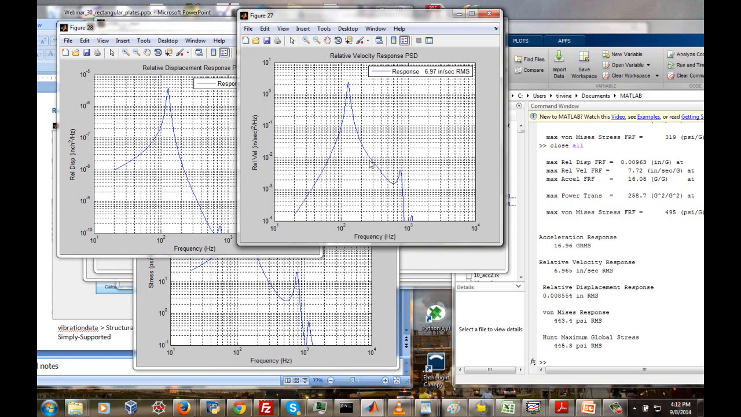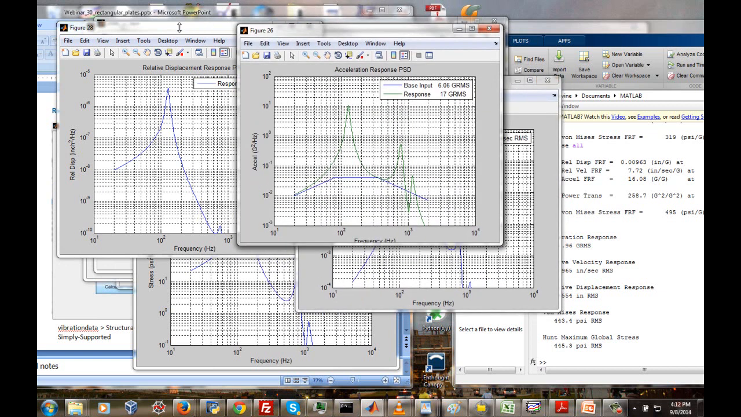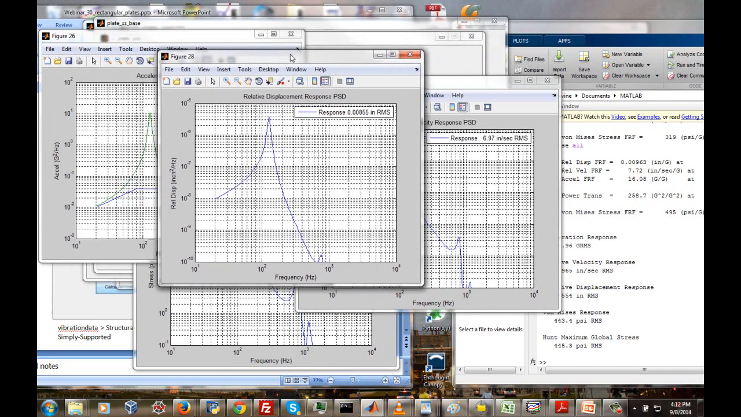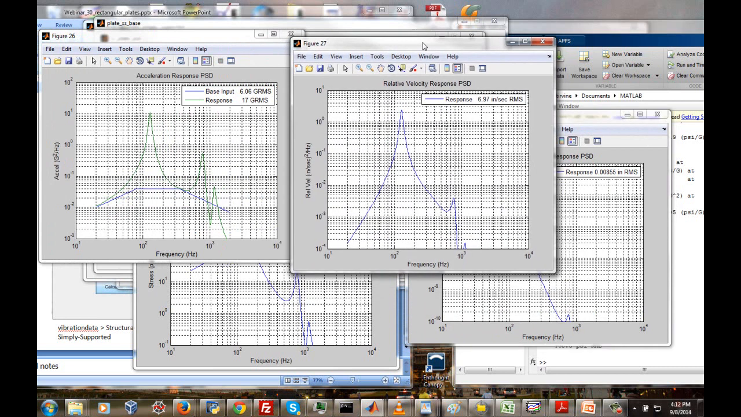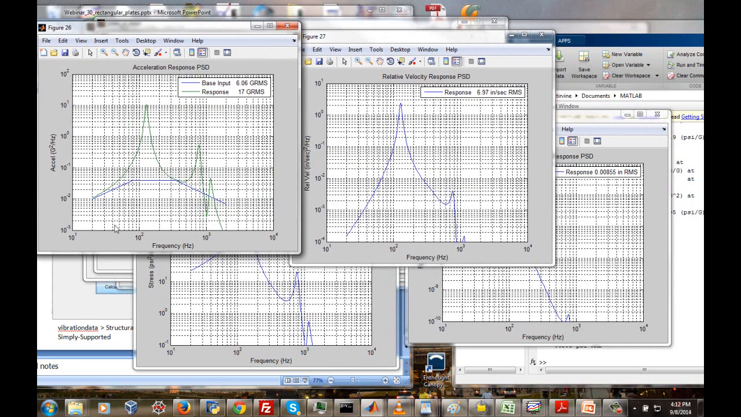We've got a relative velocity PSD, inches per second squared per hertz versus frequency in hertz. And we have our acceleration response PSD. Maybe I need to arrange these in some sort of order that makes sense. So here we have g squared per hertz versus frequency in hertz. The blue line is our NavMat base input, and the green line is the response at the center.